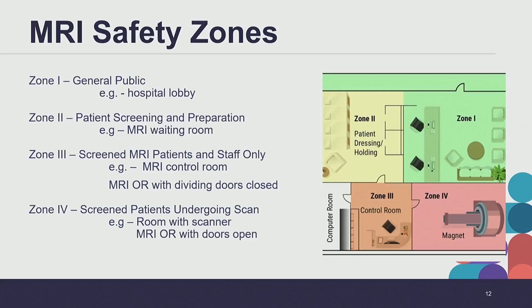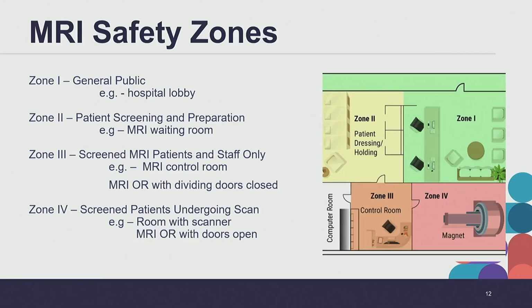MRI safety zones. So there are 4 zones when you're talking about MRI. Zone 1 is the general public. So say that's your hospital lobby, or if it's an independent radiology center, the lobby of that center. Zone 2 is going to be where patients are screened and prepped, so your MRI waiting room, maybe the locker room where they're going to change out of their street clothes into a gown. Zone 3 is for screened MRI patients and staff only, and that's also the control room.